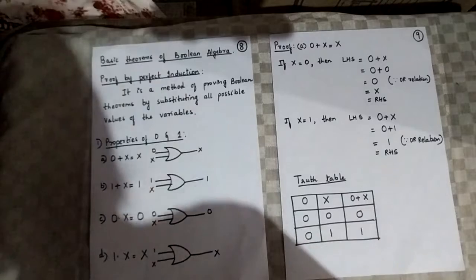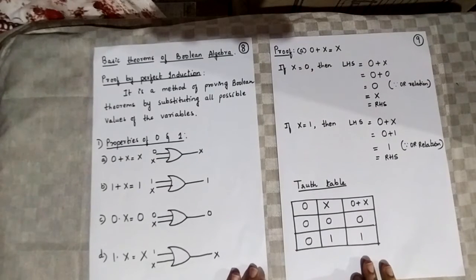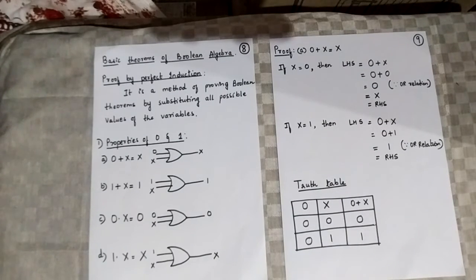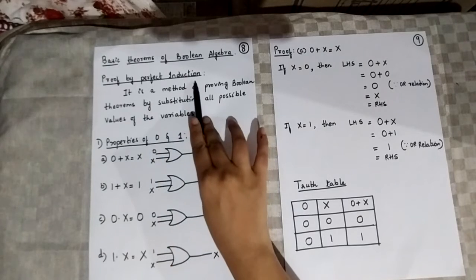Okay. Now moving on to the basic theorems of Boolean algebra. Theorems are also certain statements, but these statements have to be properly proved. To prove these particular statements, we will be using the postulates, and to prove these theorems, there is one particular method which is being used, and that method is known as proof by perfect induction.